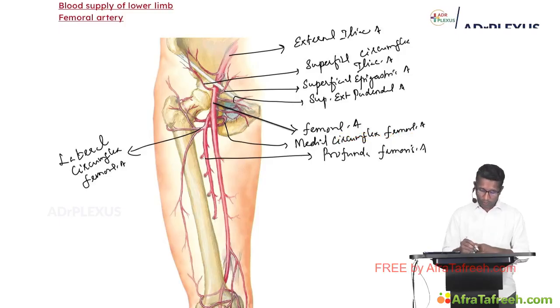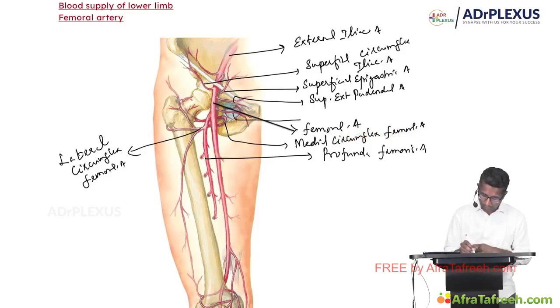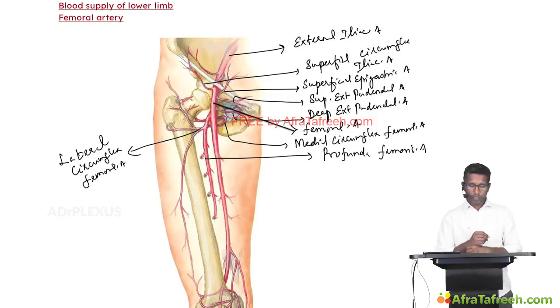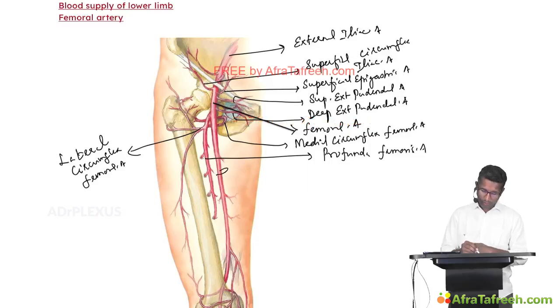The femoral artery also gives a deep branch here to the genital region, called the deep external pudendal artery. Once the femoral artery gives all these branches, it continues down into the thigh region. It runs through a canal here. This canal is called the adductor canal.